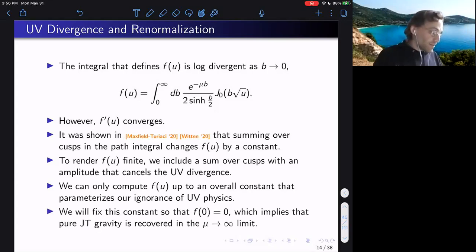So going forward, I'm going to fix this constant so that f of 0 is just 0. The reason I do this is that it implies that if I take the limit where the end of the world branes become infinitely massive, then in the IR I just get pure JT gravity again. It's a nice picture I like to have. When the end of the world branes are very massive, the physics there decouples and you just get pure JT gravity again. For a different value of this counterterm, you would get pure JT gravity with cusps in the IR. So I just won't consider that case.